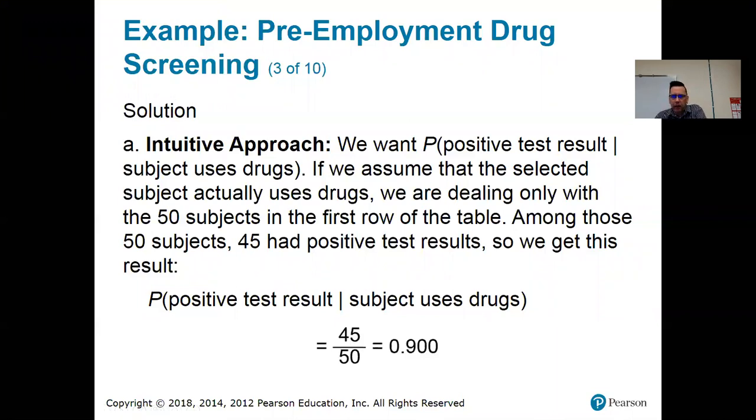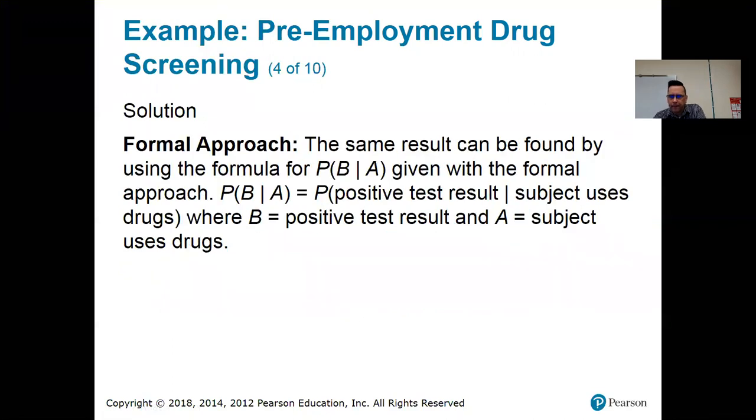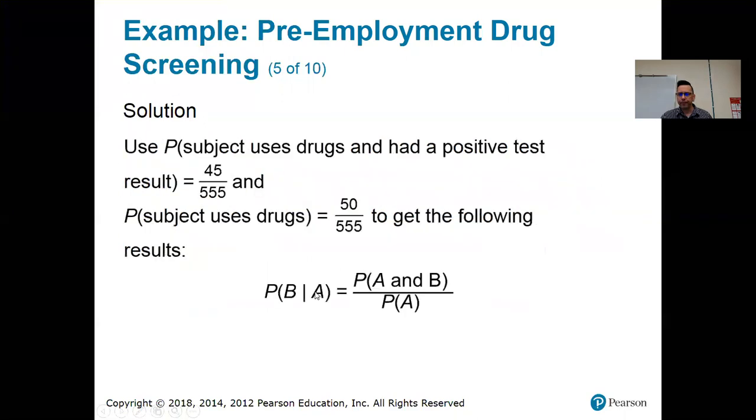Now we'll look at it using the formula. The same result can be found by using the formula. We'll call event B getting a positive test result. We'll call event A subject uses drugs. So using the formula, which is probability A and B both happen divided by probability of A. A and B means the person uses drugs and had a positive result.